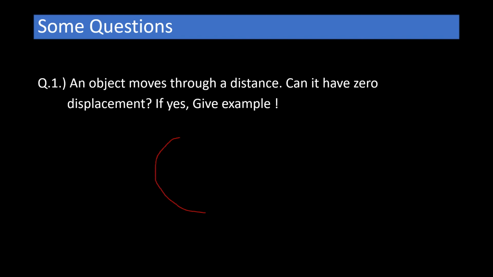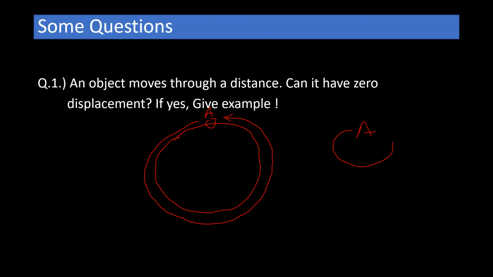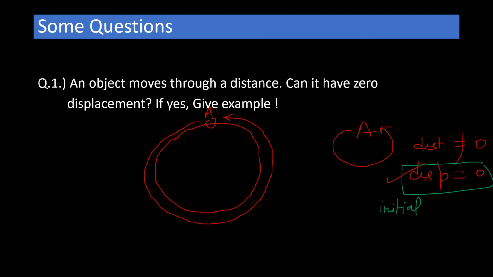If the object moves around a circular path, let us say the object starts from point A, moves in an anti-clockwise direction and returns back to A. From A it has moved and returned back to A, so definitely the object has covered some path, and we know the total path length covered is distance. So here we observe that distance is not zero, but displacement is definitely zero, because the initial and final points coincide. We will make a note here: when initial and final points coincide, the displacement is zero.